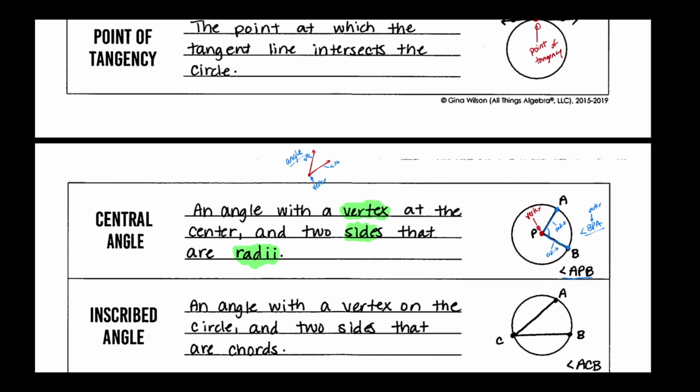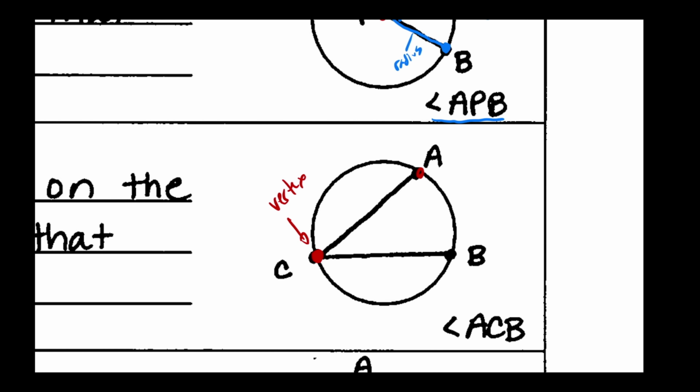Okay, the second kind of angle is called an inscribed angle. An inscribed angle is an angle where the vertex is not in the center. The vertex is on the circle, and the two sides are just chords. So if we look here, the vertex is right here. It's on the circle. And then the sides are just chords. They just go to other parts of the circle. That's a chord, and that's a chord.